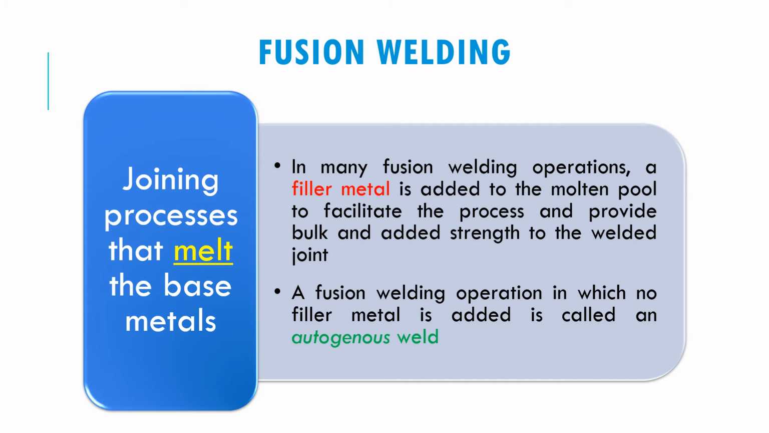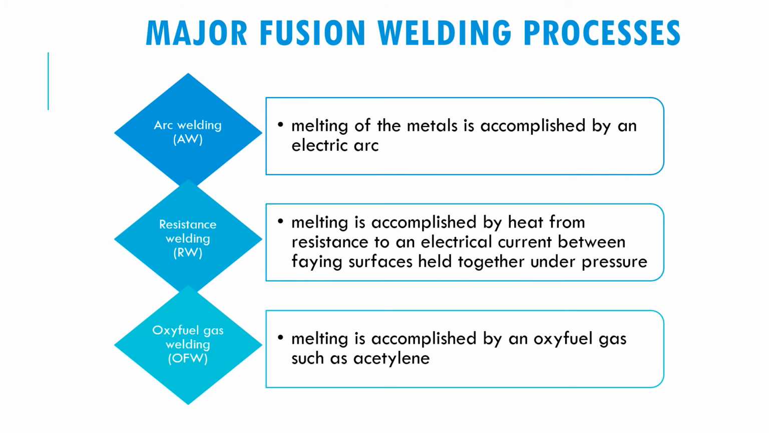A fusion welding operation with no filler is called autogenous weld. The major fusion welding processes are arc welding, resistance welding, and oxy-fuel gas welding. This is the main fusion welding. Under this, there are a lot more processes. So we are going to look into these three types of fusion welding.